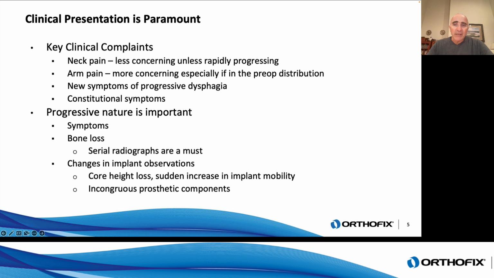Constitutional symptoms indicative of possible infection. Progressive nature of these symptoms is very important. In assessing bone loss and its progression, serial radiographs are a must. Changes in implant observations such as core height loss, sudden increase in implant mobility, or incongruous prosthetic components should raise concern and initiate further workup.